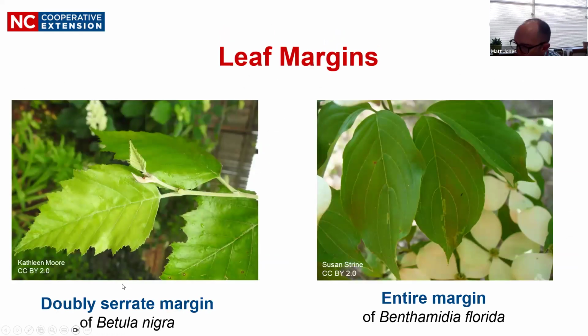This is from river birch, Betula nigra, and this is actually doubly serrate. So you see these serrate teeth pointed towards the tip, but those teeth also have teeth, so it's doubly serrate, and those teeth are also serrated in shape. Here's the entire margin of dogwood, flowering dogwood or native dogwood. So no teeth at all, so it has an entire margin.